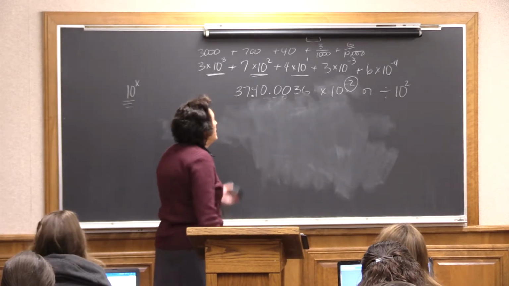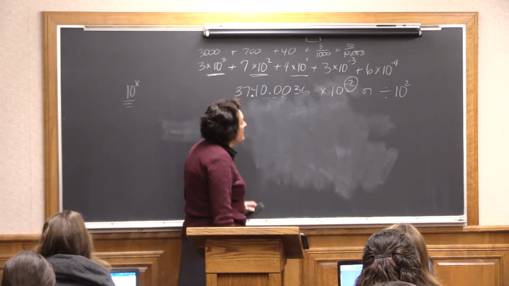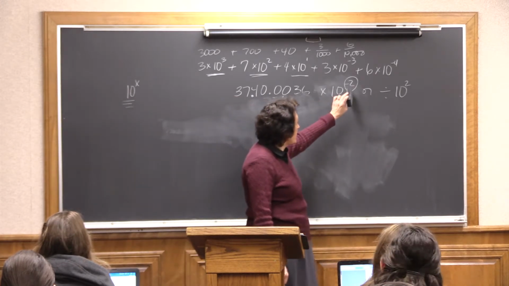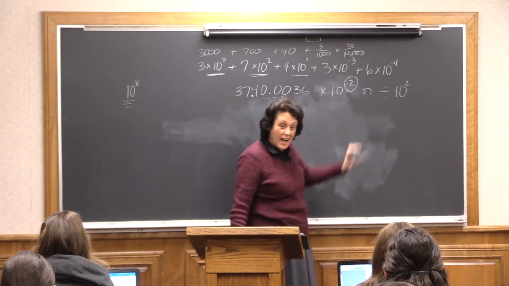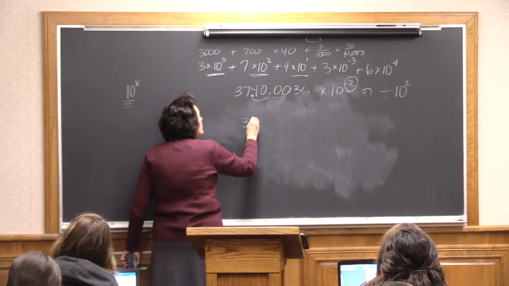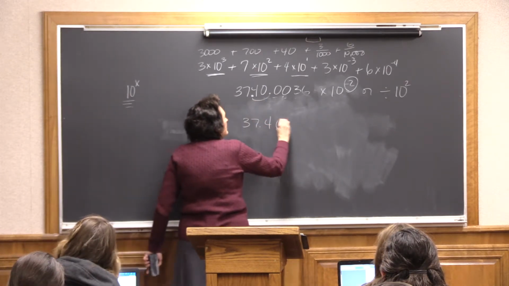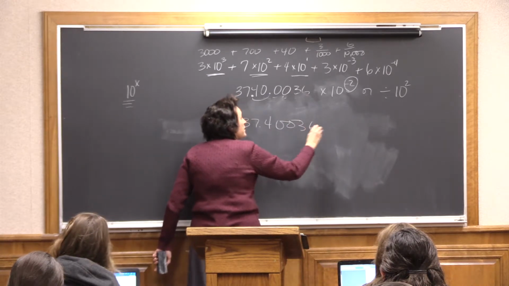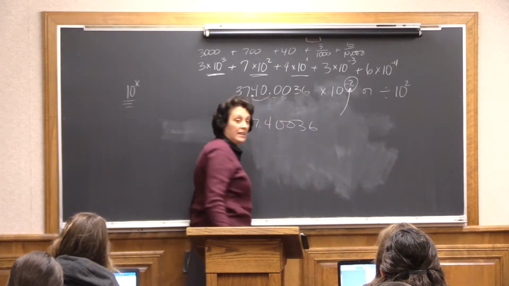So, what is this number then? Times 10 to the -2, which is the same as divided by 10 squared. I move that decimal 2 places to the left. We can add all these other digits because it tells me to go to the left.